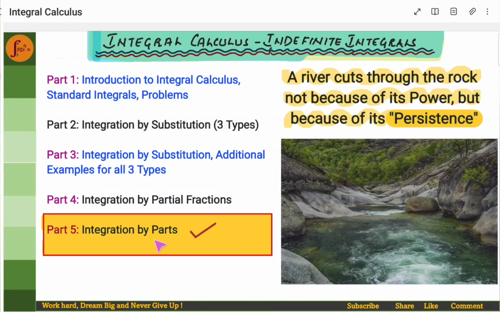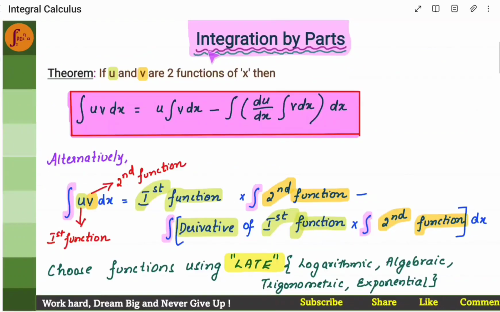Hi everyone, in this video we'll go through integration by parts. This particular method is used when we have a product of two functions.